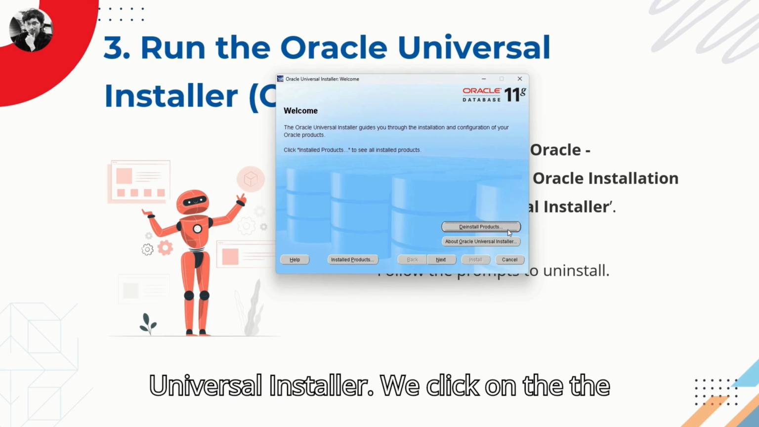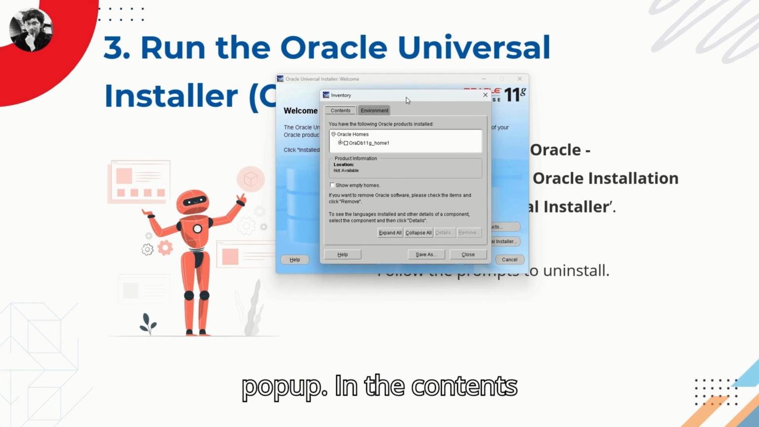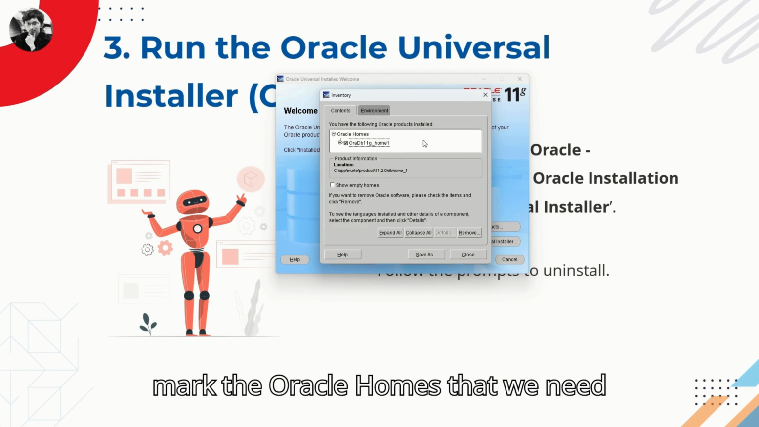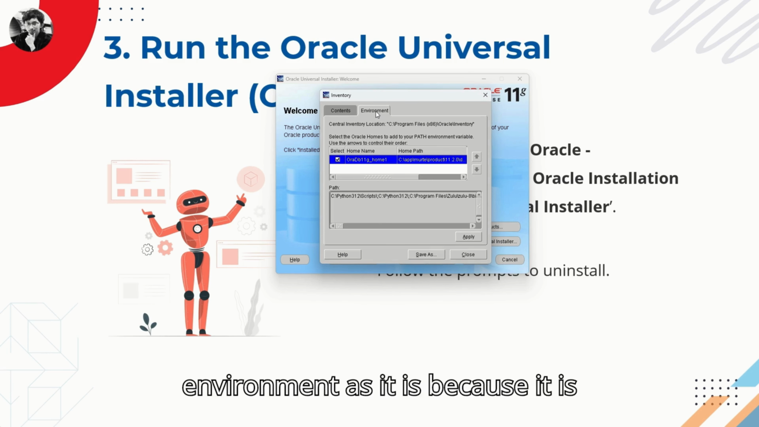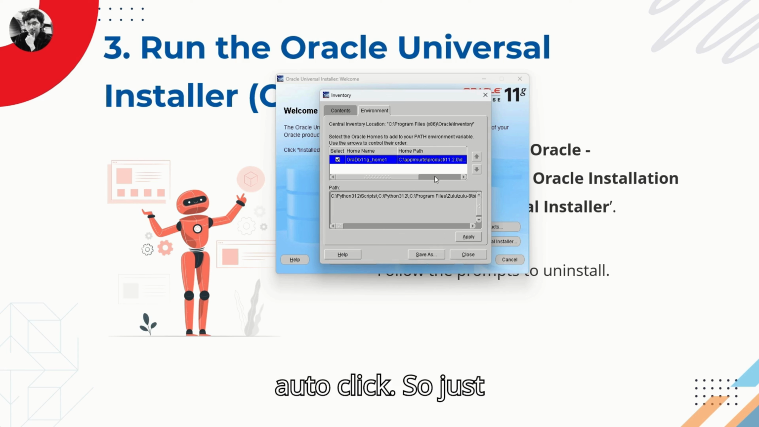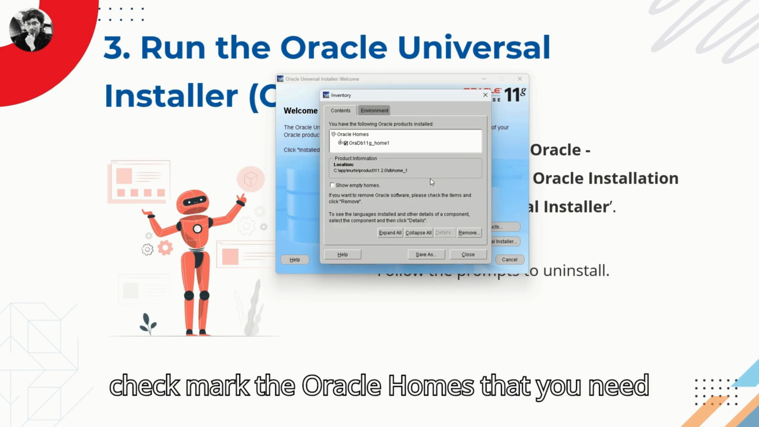We click on the Installed Products. It will open the pop-up. In the Contents tab, we just check mark the Oracle homes that we need to uninstall. Leave the environment as it is because it is auto-clicked. So just check mark the Oracle homes that you need to remove.